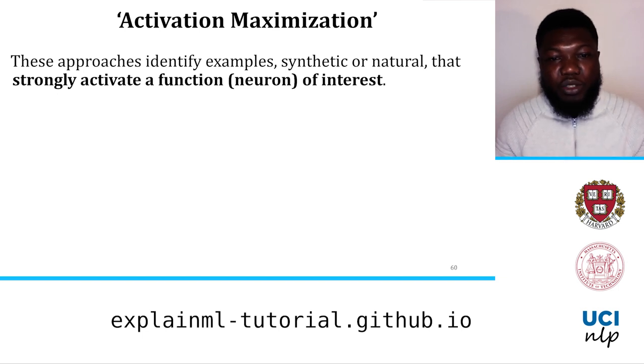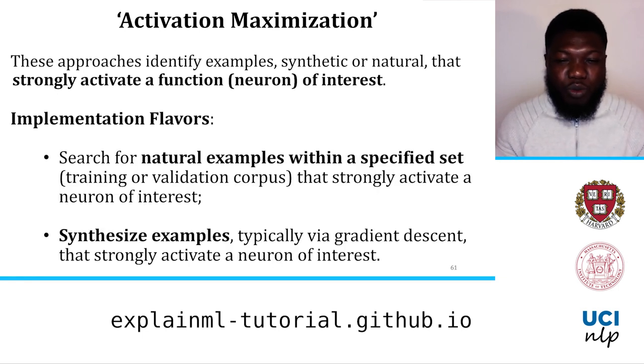They're typically applied to deep neural networks. And there are two approaches for computing this kind of examples. One of them is to search in a particular corpus: search in your training set, a validation set, or a user-provided corpus, and identify examples that strongly activate a particular neuron. Another one is to actually synthesize a new example via gradient descent or an iterative optimization process that maximally activates a particular neuron.